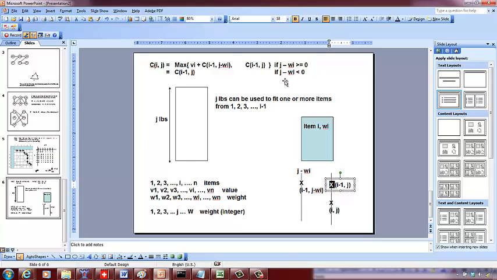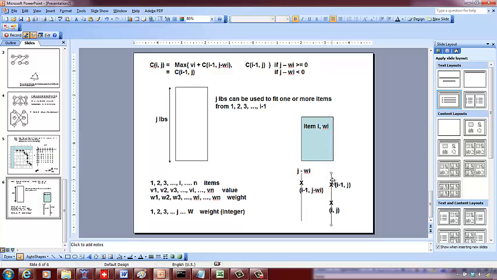If j is less than Wi, which means Wi cannot fit within j, then we cannot consider this, because we cannot go to the left beyond column 0. So then we just duplicate the same value you have for (i-1, j) for (i, j) also. That's what it says: C of (i, j) is C of (i-1, j). So again, let me repeat.